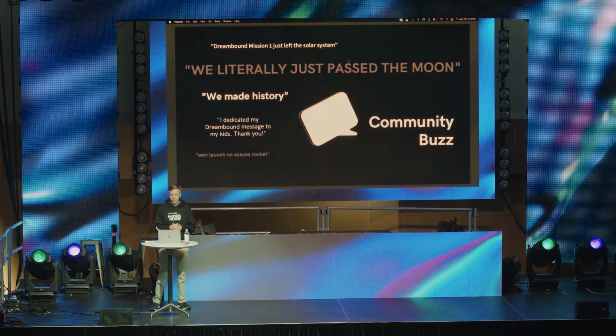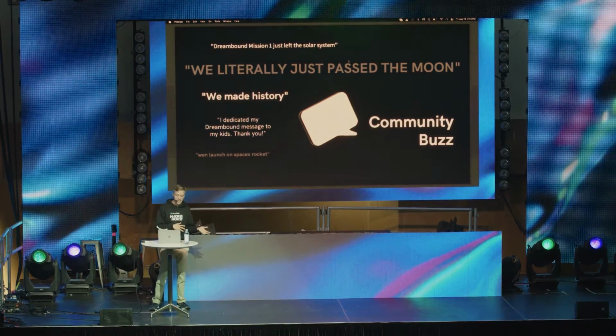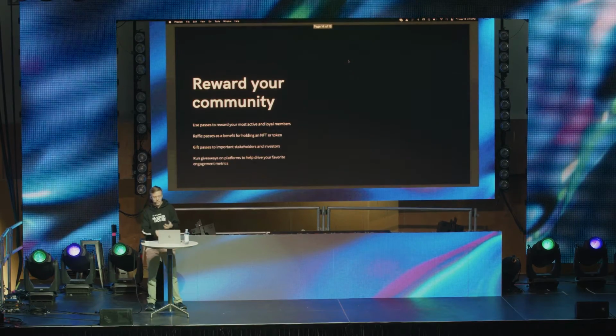Some example quotes that you might see on Twitter would be things like, "We literally just passed the moon. We made history. I dedicate my Dreambound message to my kids. Thank you." And also one that's when launched on SpaceX rocket, which is hinting towards something that we're doing in 2023.